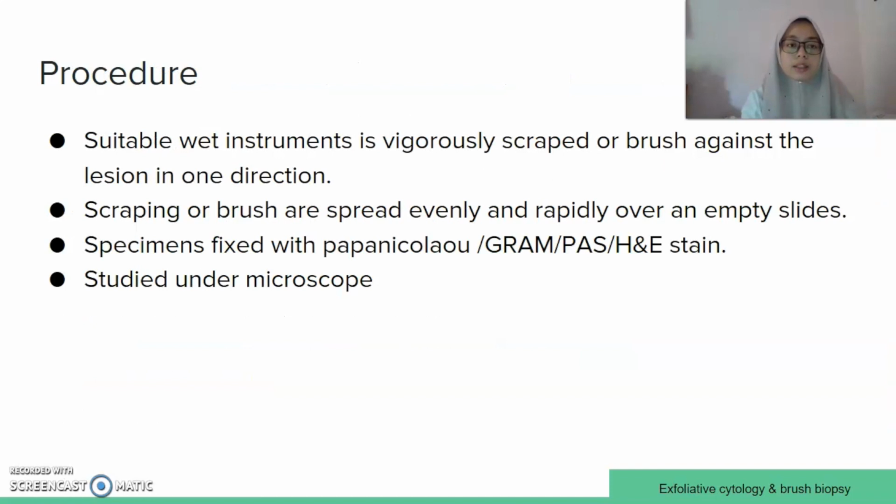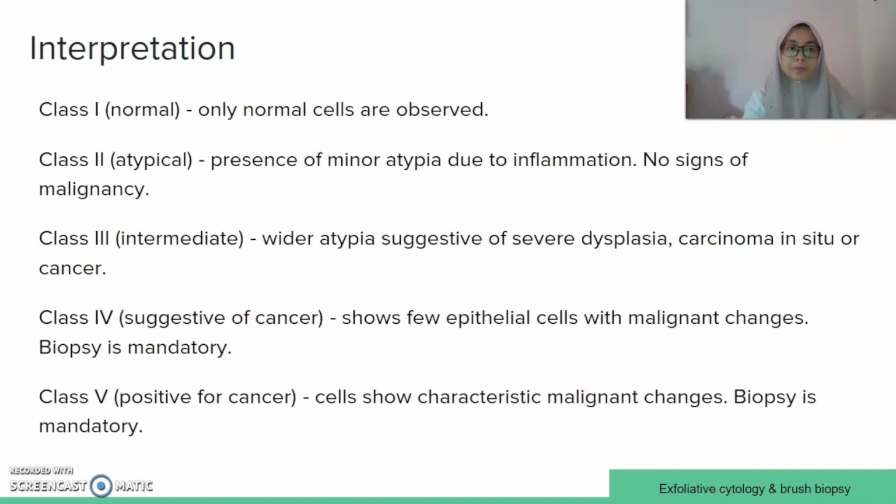The procedure is, by using suitable wet instruments, vigorously scrape or brush against the lesion in one direction. Next, the scraping or brush is spread evenly and rapidly over an empty slide. The specimen is fixed with Papanicolaou or Gram staining, or other stain, and it is studied under the microscope.